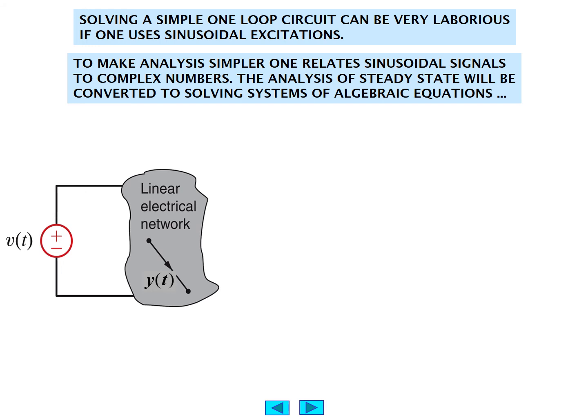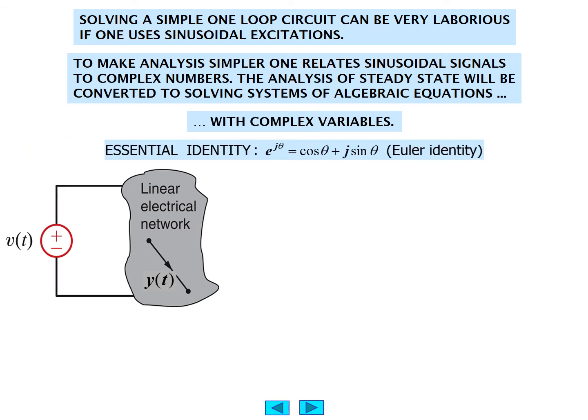Solving some simple one-loop circuits can be very laborious, especially if one uses sinusoidal excitations. To make the analysis simpler, one relates sinusoidal signals to complex numbers. Then the analysis of the steady state will be converted to solving systems essentially of algebraic equations with complex variables, though. We need an essential identity in order to handle complex arithmetic, and that is the Euler identity. E to the j theta is equal to cosine theta plus j sine theta. Of course, you'll recall that j is the square root of minus 1, and it is our key to form a complex variable.